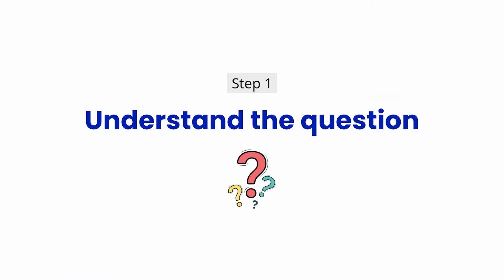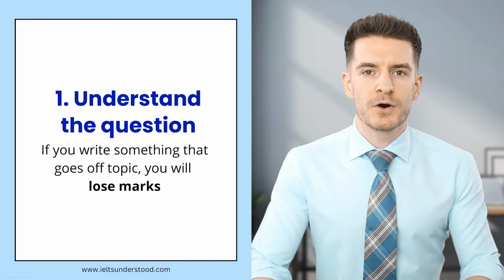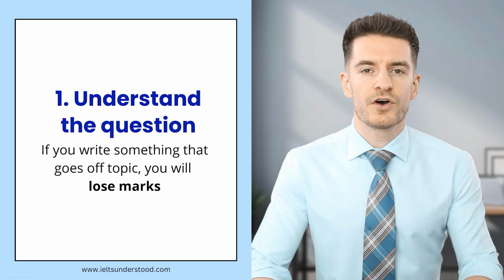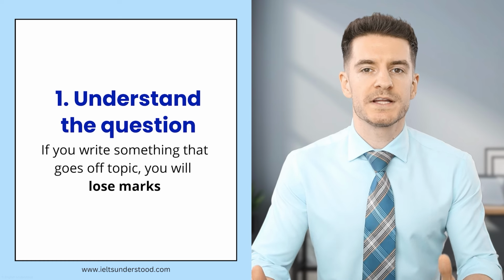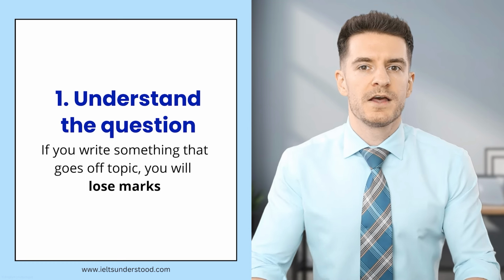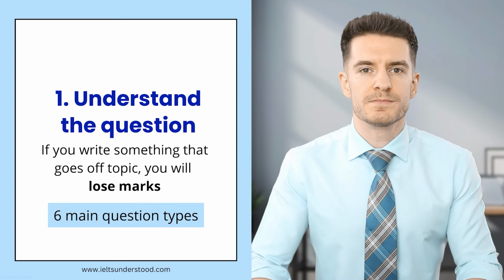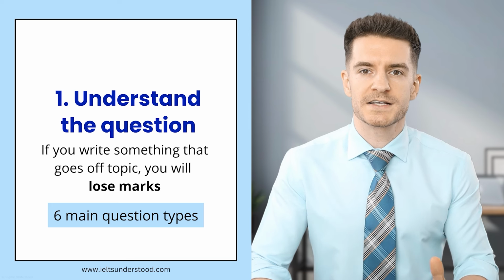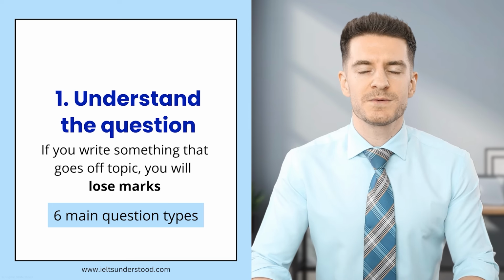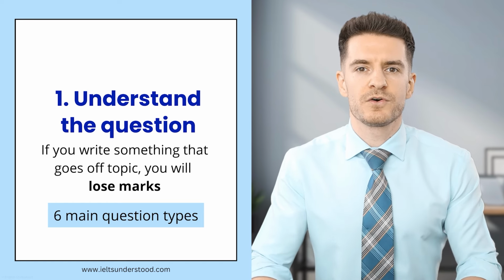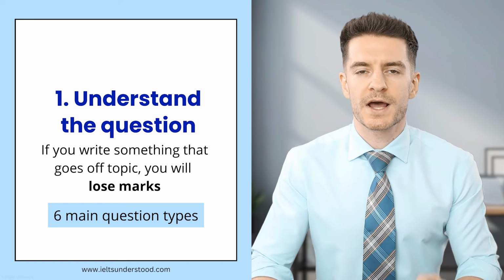Step number 1, understand the question. This is one of the most important things you can do to improve your writing. If you don't understand the question and what it's asking you, and you write something that goes off topic, well, this is going to make you lose marks. There are 6 main question types in writing task 2, and each one needs to be answered in a slightly different way. So let's have a look at an example, and I'll show you what I mean.